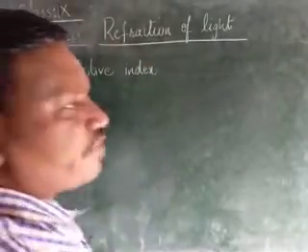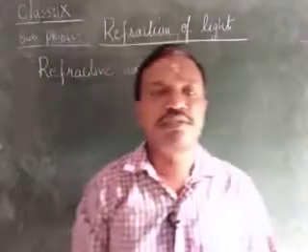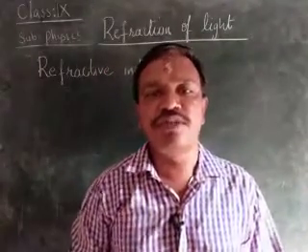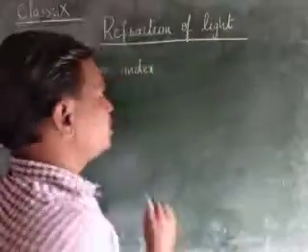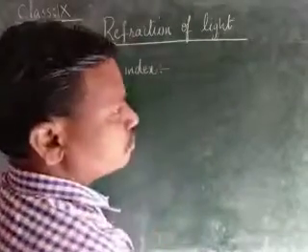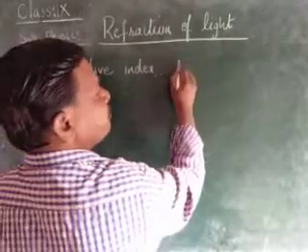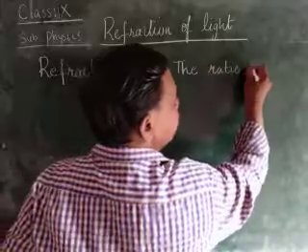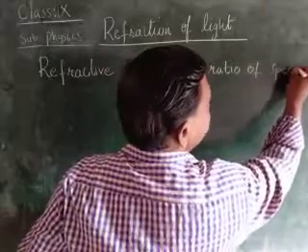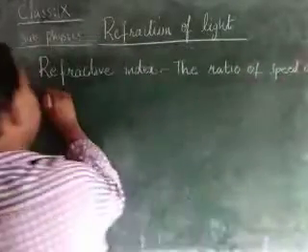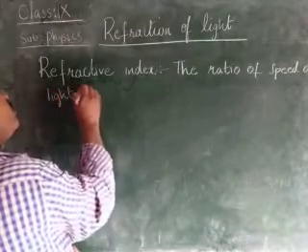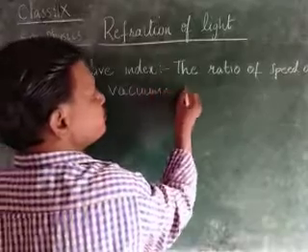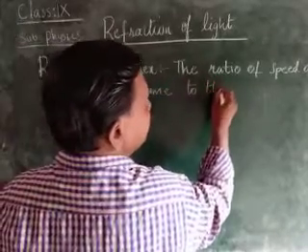Refractive index is defined as the ratio of the speed of the light in the vacuum to the speed of the light in any medium, children. The ratio of the speed of light in vacuum to the speed of the light in the medium.